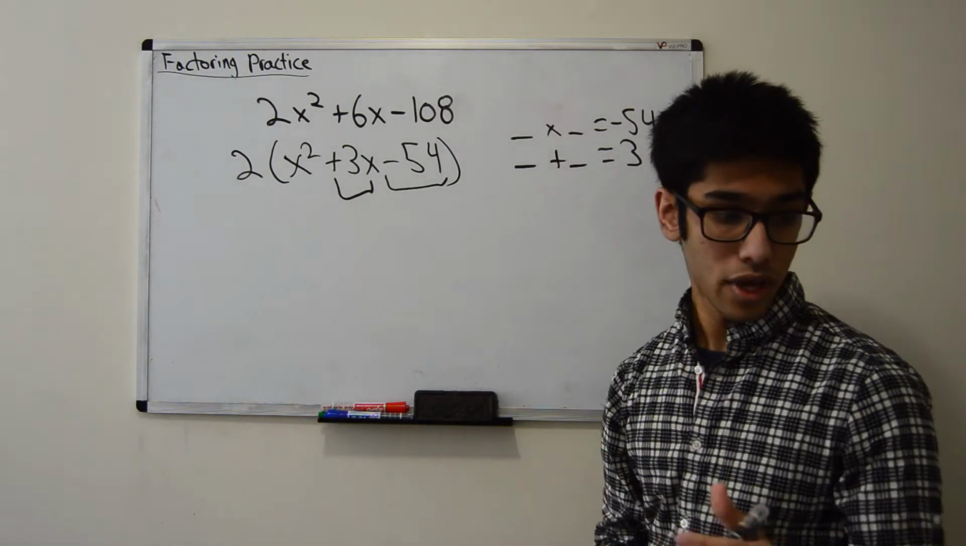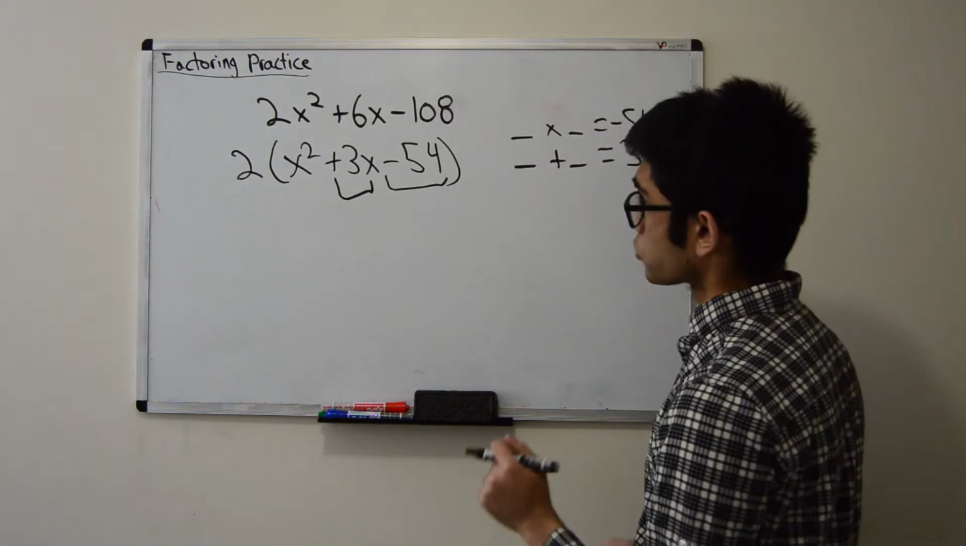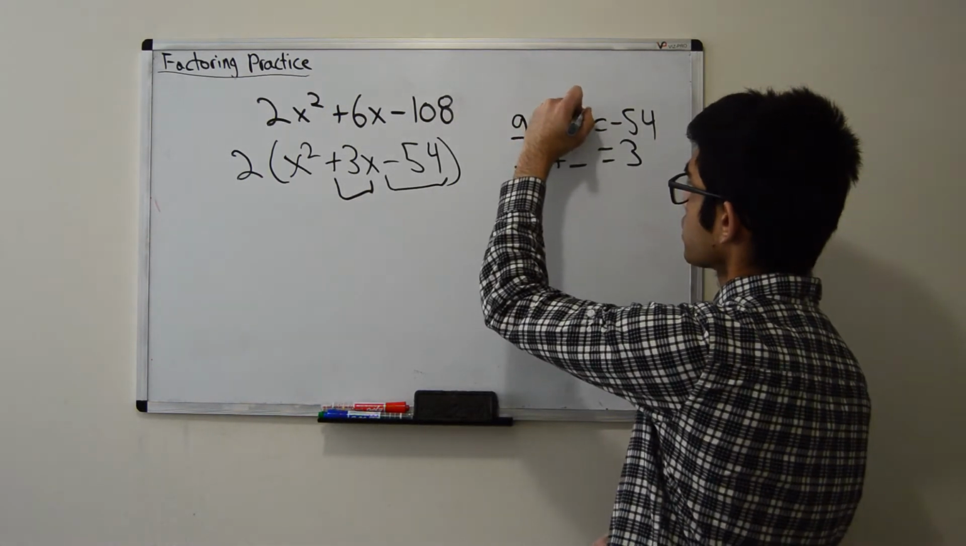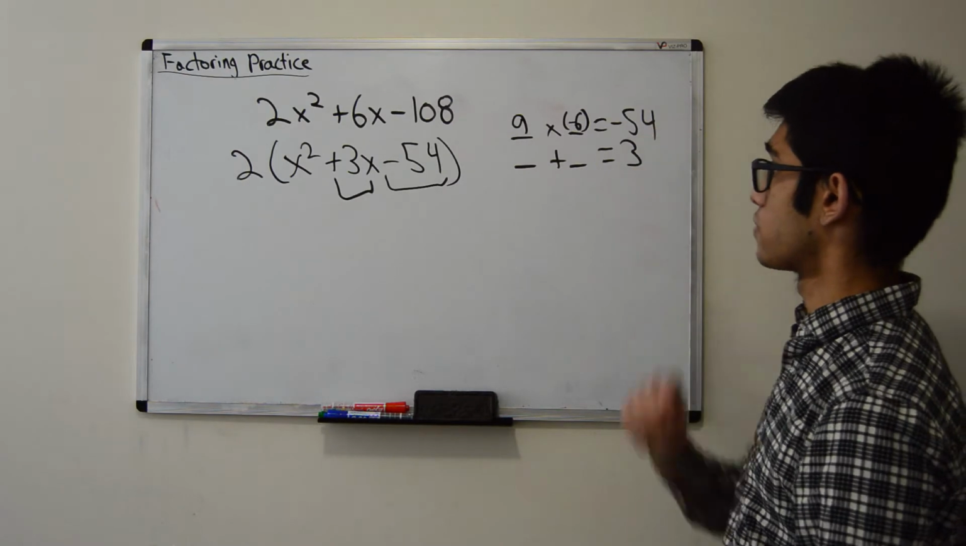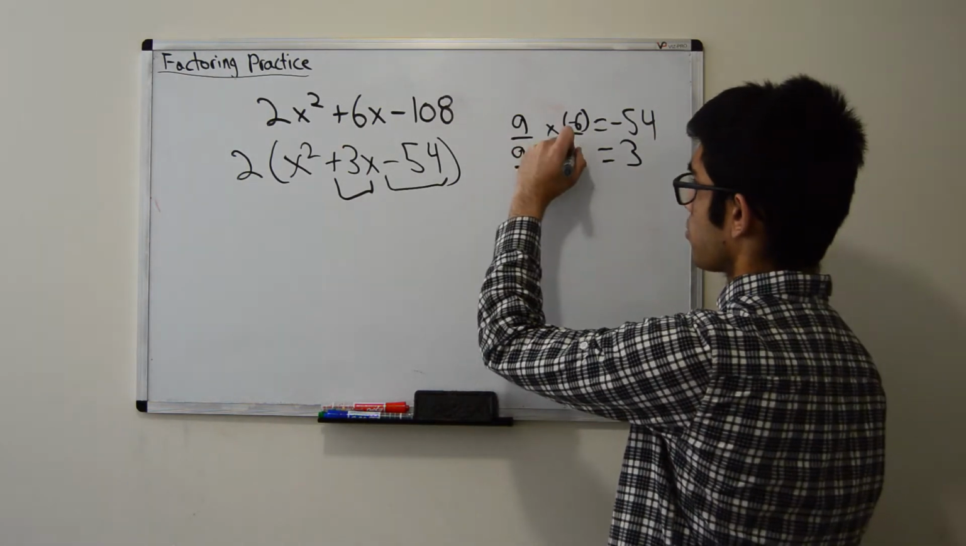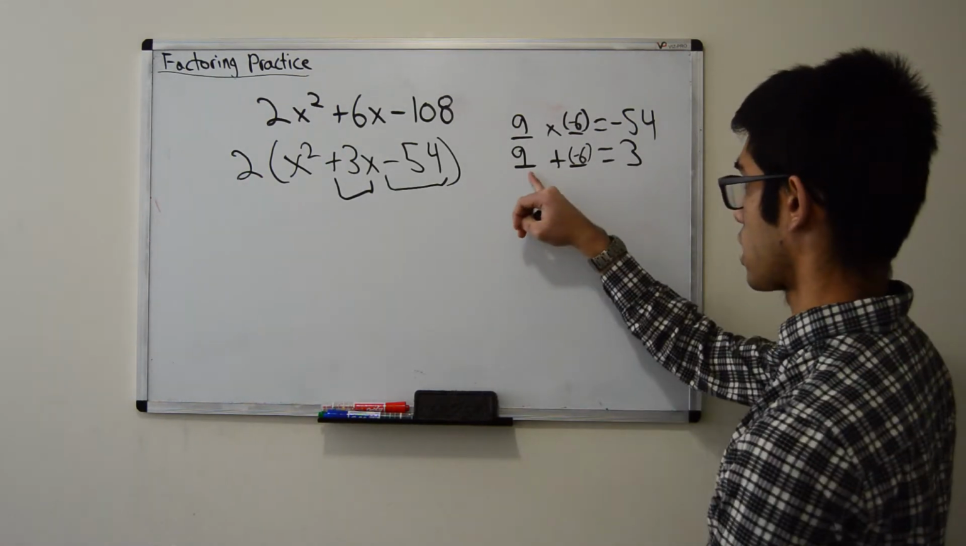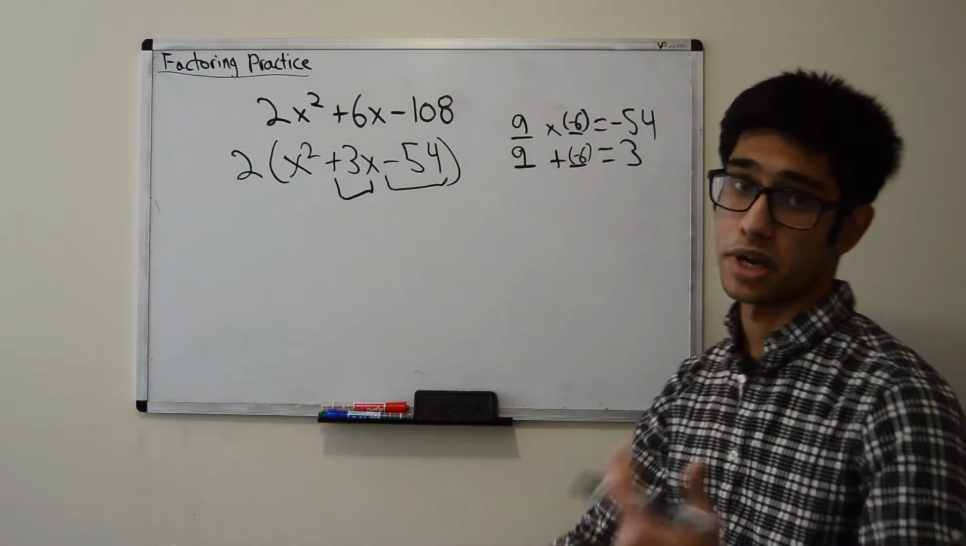Okay, if you've found those numbers, they're specifically positive 9 and negative 6, because 9 times negative 6 is negative 54, and 9 plus negative 6 is just 3. Again, plus and minus integer addition: 9 minus 6 is 3.